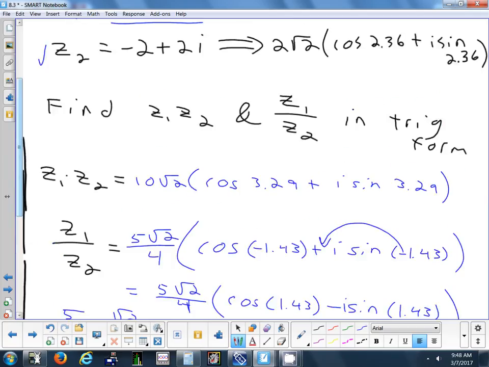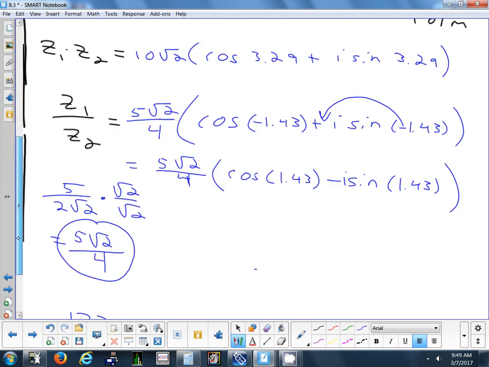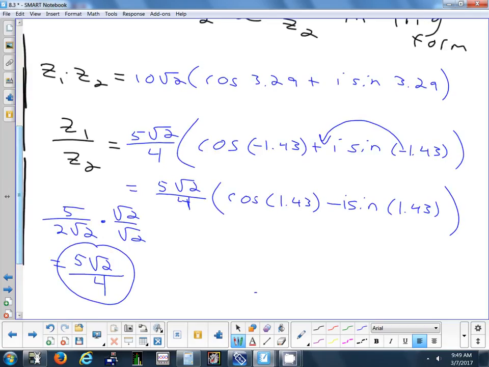So that doesn't always happen. In the first one we did, z1 times z2, we didn't get a negative with the angle, so we didn't have to think about it. So if it doesn't happen, don't worry about it. Just like if you don't get a root in the bottom, don't worry about it. You only have to worry about it if it happens. And this time it did.